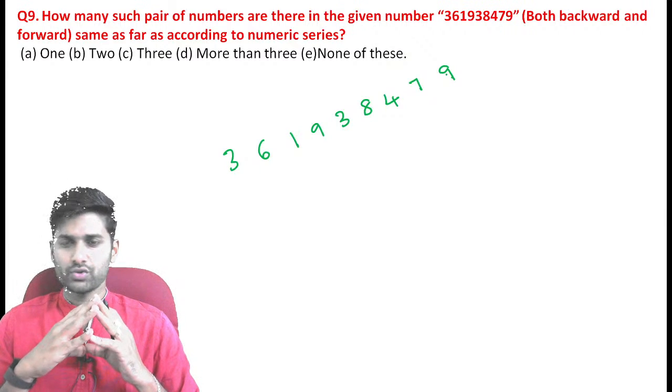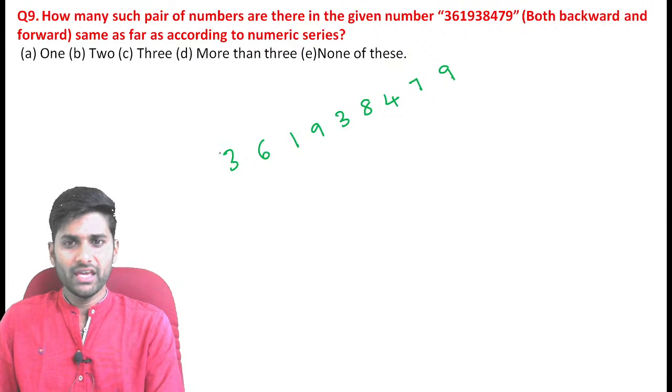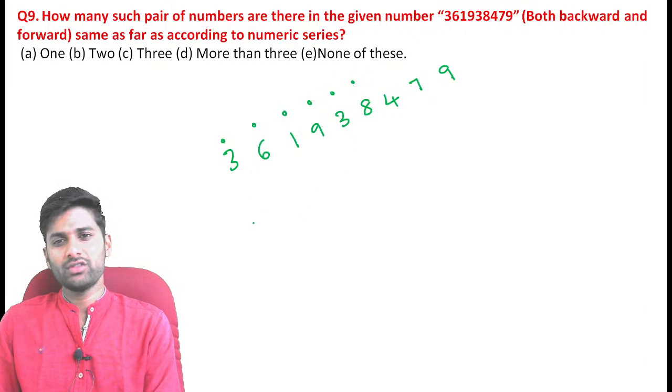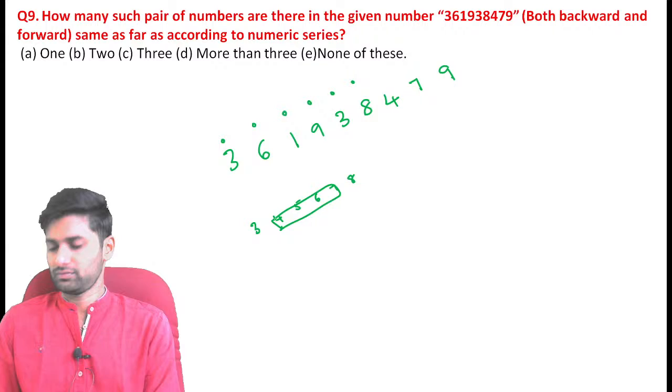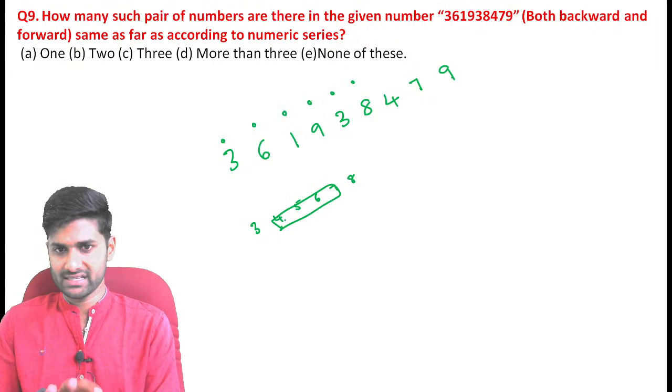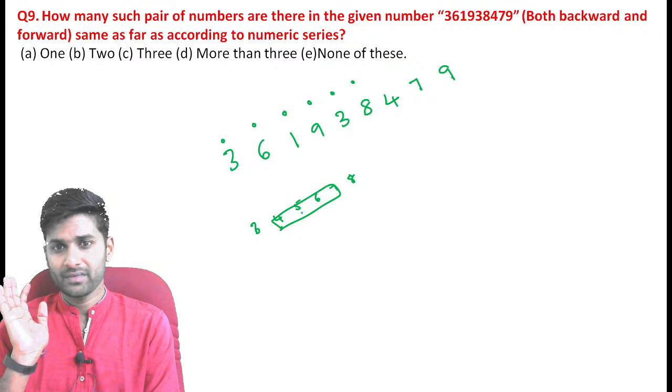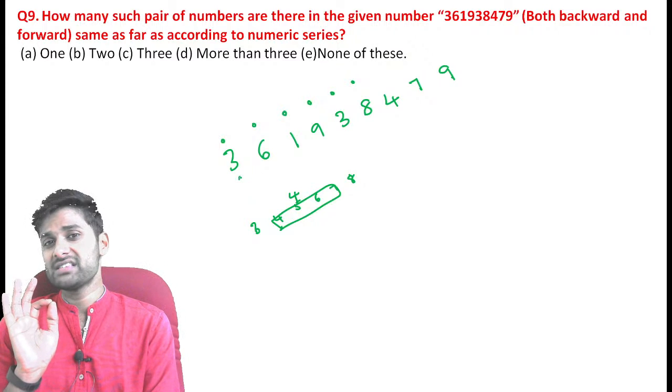So what is the meaning of this question? Generally, for example, if it starts with a 3: 3, 4, 5, 6, 7, 8. Between 3 and 8, how many numbers are there? 4. In the numeric series, between 3 and 8 the numbers are 4, 5, 6, 7, so in total we have 4 numbers.